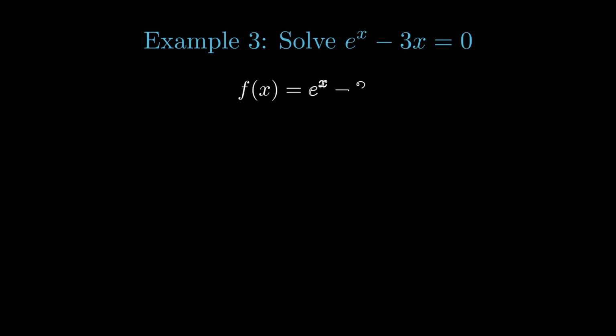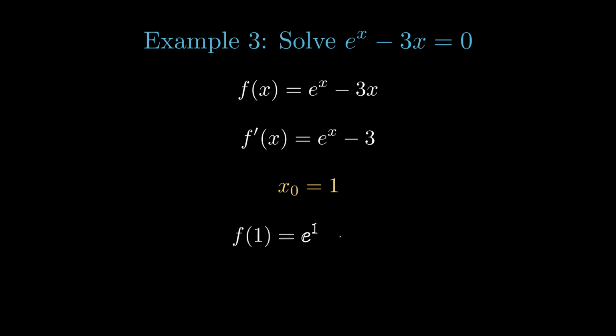In this example we solve e to the power x minus 3x equals 0. First define the function. Differentiate the function. The derivative of e to the power x is e to the power x. Choose the initial approximation x0 equals 1.